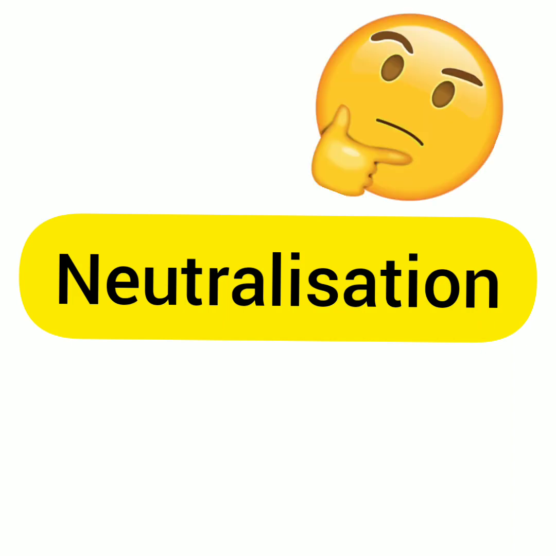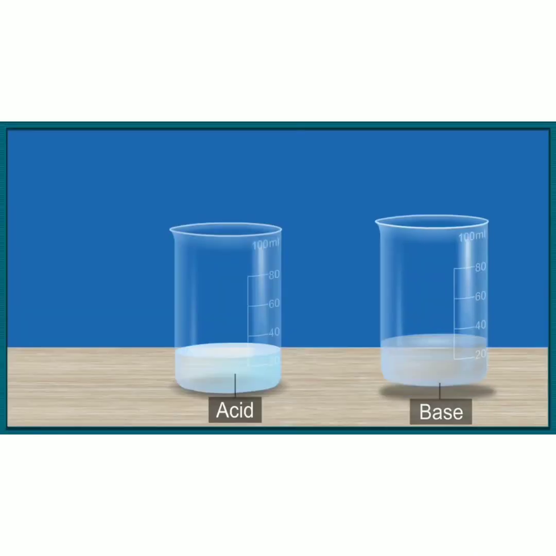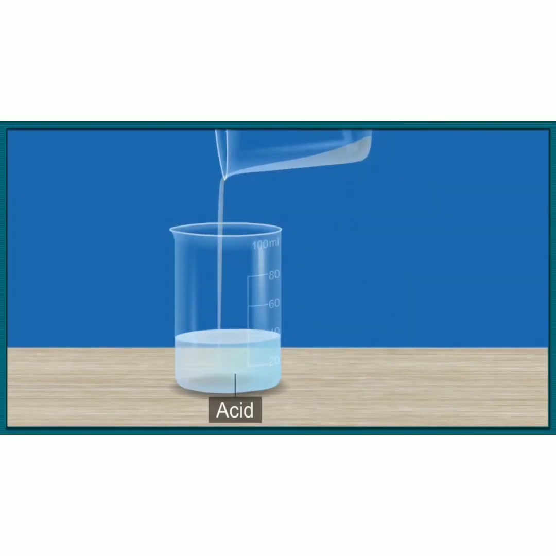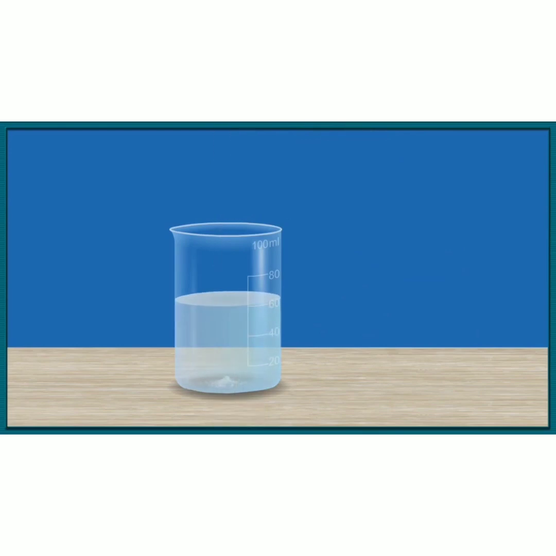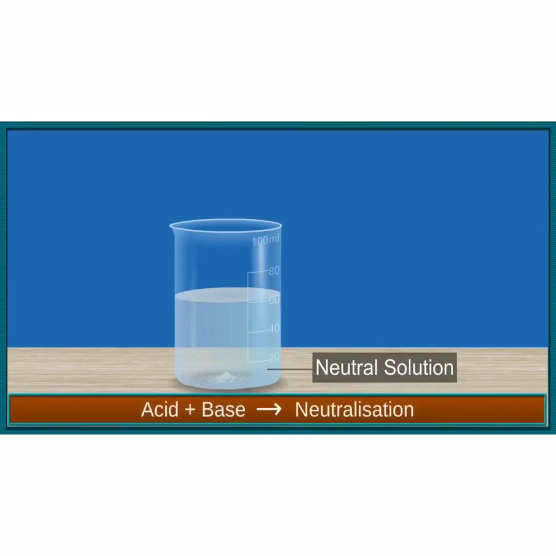What is neutralization? When an acid is added to a base in the right proportion, they cancel the effect of each other. That is, the acidic nature of an acid and the basic nature of a base is lost or destroyed, and the resulting solution is neither acidic nor basic. Such a solution is called a neutral solution, and the chemical reaction between an acid and a base is called a neutralization reaction.